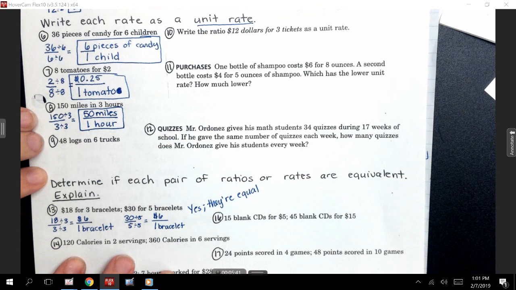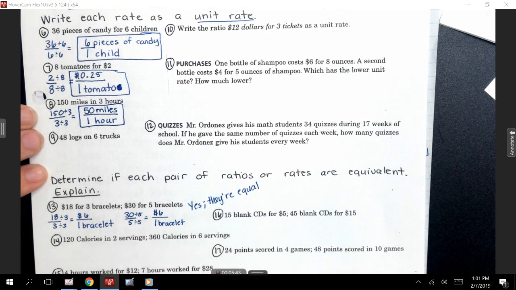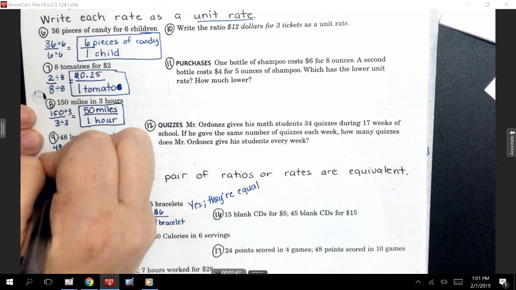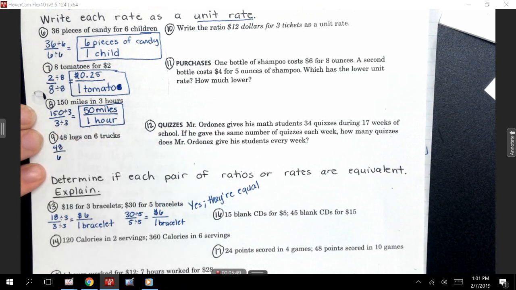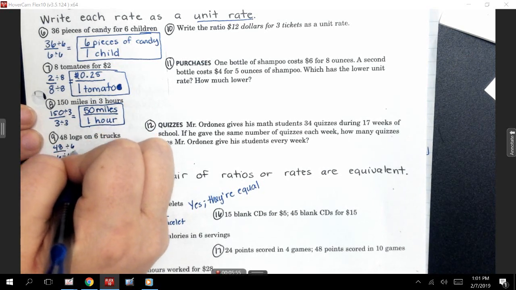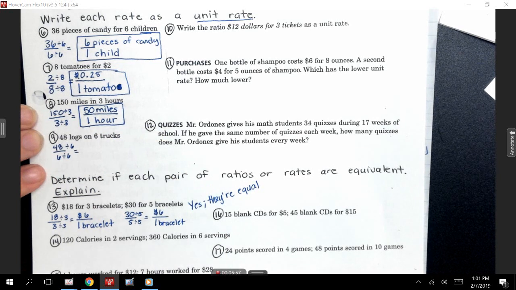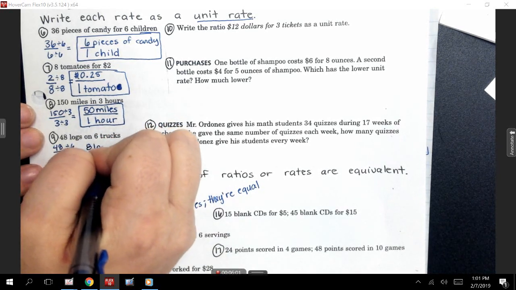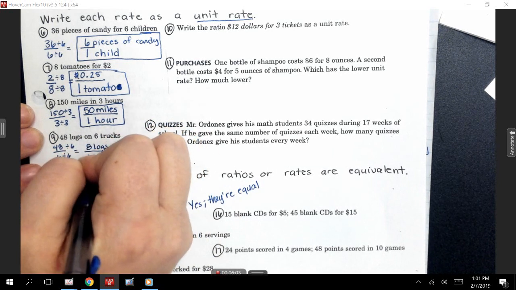All right, number 9. How am I going to write that one out? Chris, what's your number at the top and 6 at the bottom? 48 over 6. What am I going to divide by this time, Micah? 6. And what do I get as my entire unit rate? My final answer here, Frank? 8 logs over 1 truck.